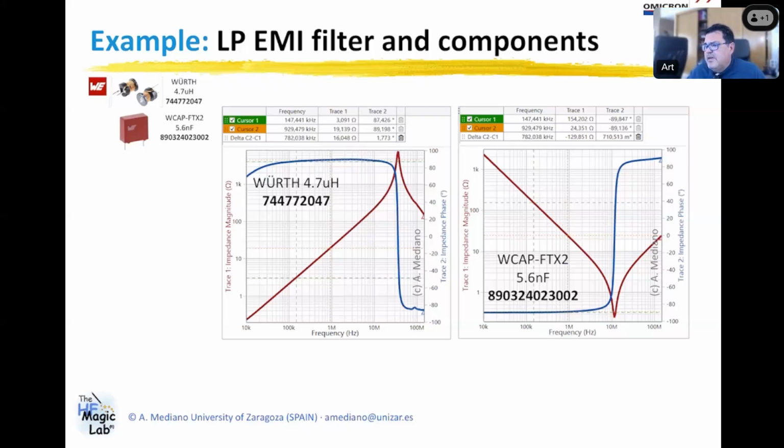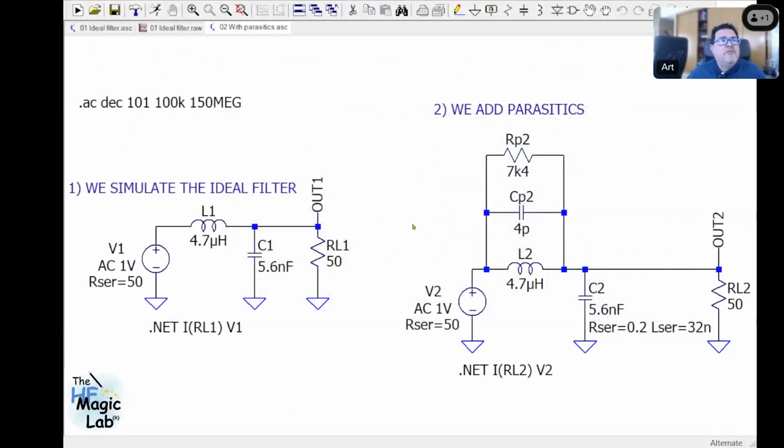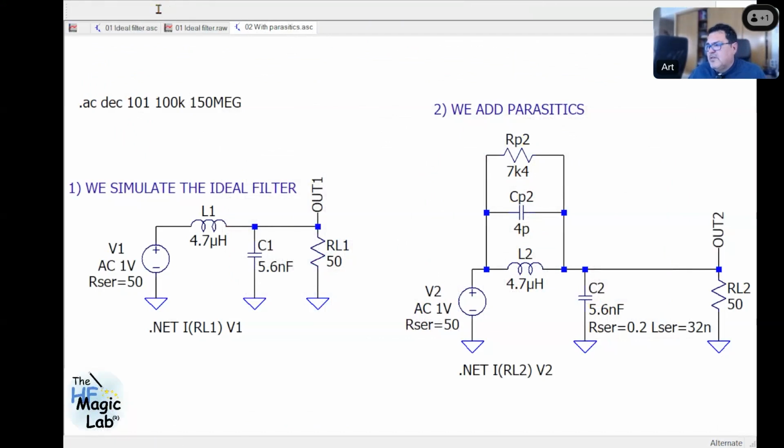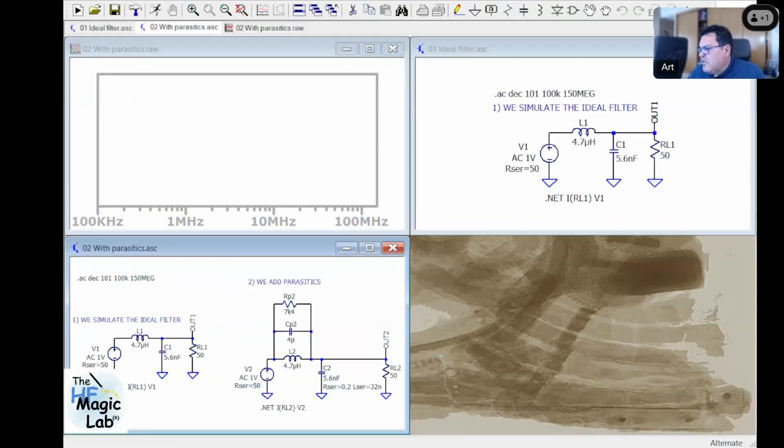So we have here the ideal filter. Now, you have here the previous ideal filter, and you have here the 2 components with the parasitics. One possibility is to plot the resistance and capacitance of the inductor in parallel, manually, directly, or you can go inside of the components and introduce the parasitics as part of the information of the component. When we run the test, we can see how is the, let me close the previous simulation.